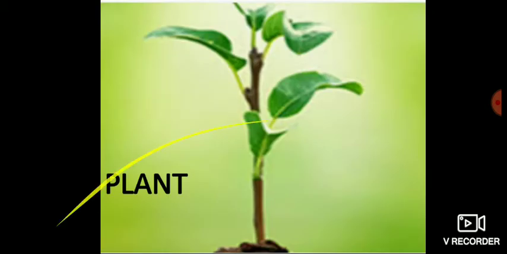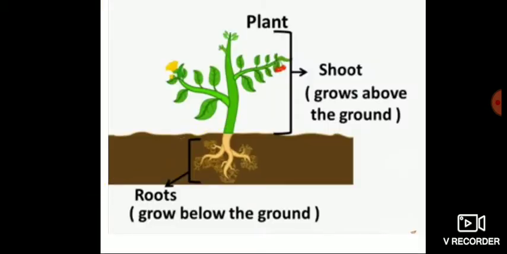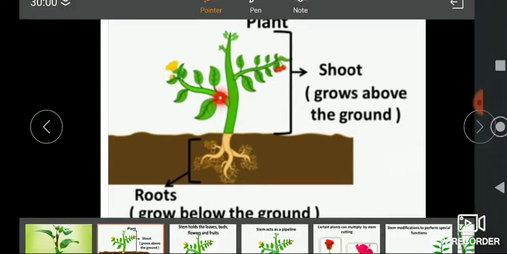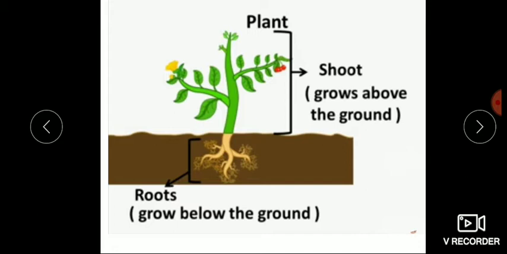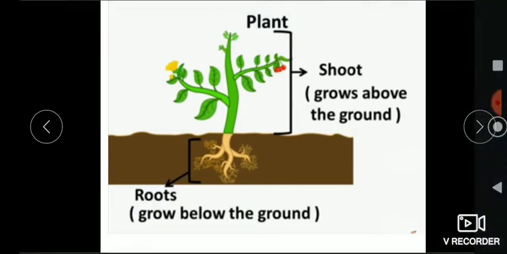So, its stem, its nodes, because nodes bear leaves located at intervals. And the portion between two nodes is called internodes.